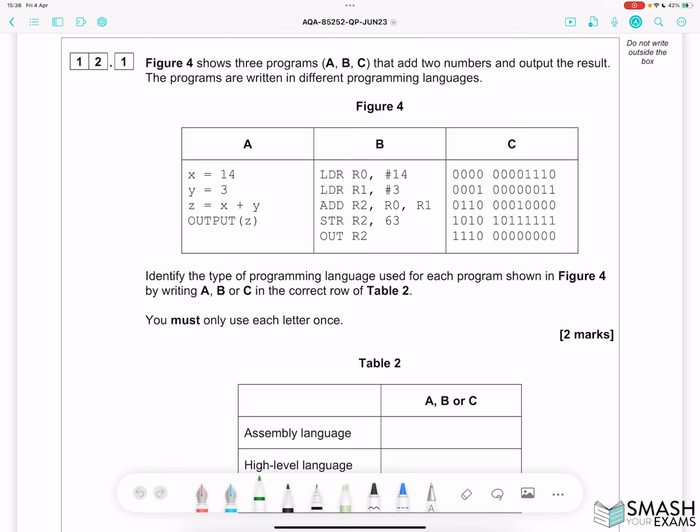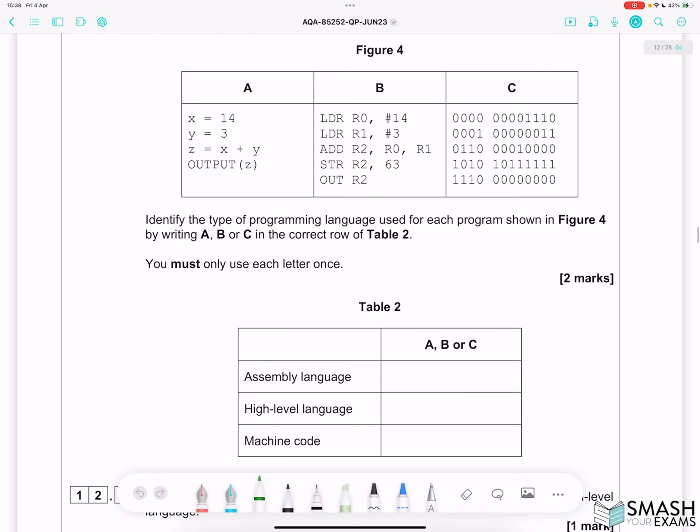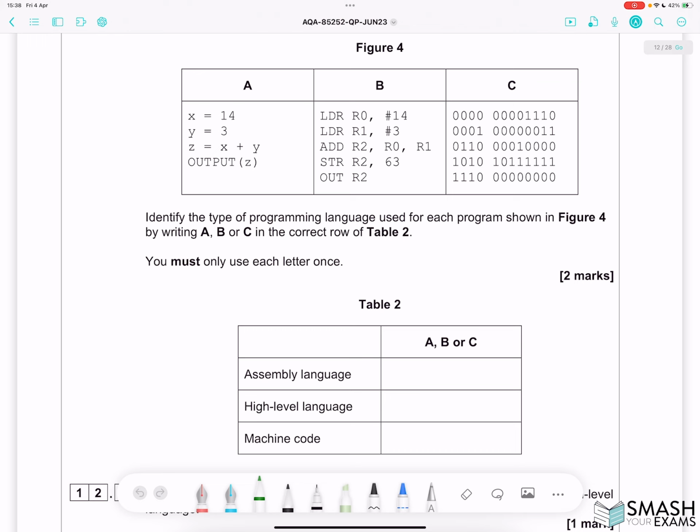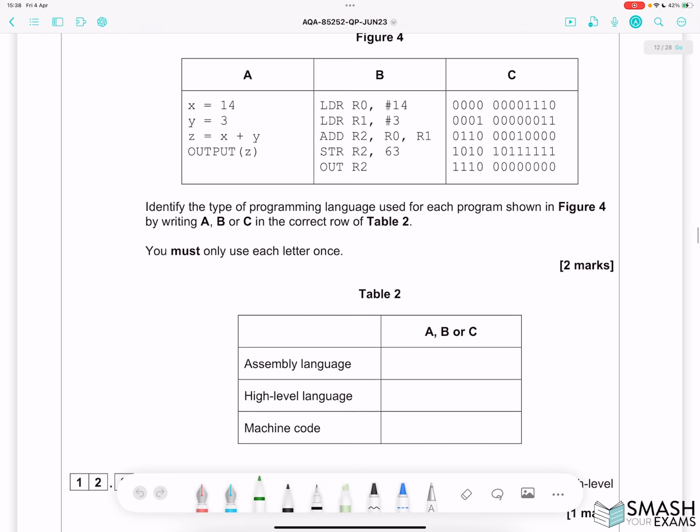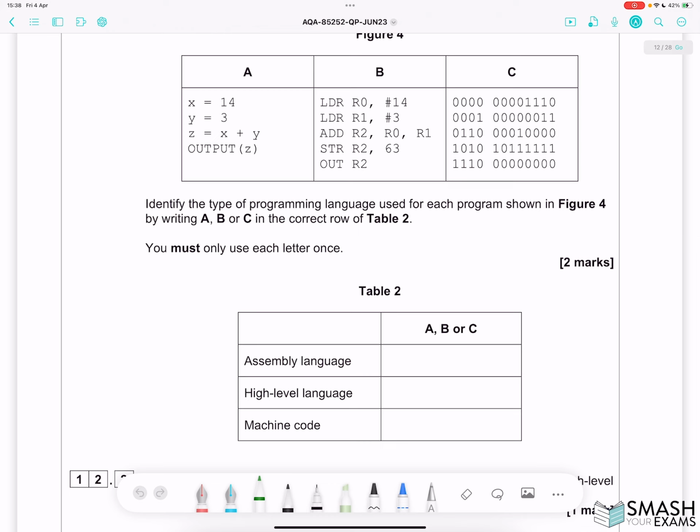Figure 4 shows us 3 programs that add 2 numbers together and output the result. The programs are written in different programming languages. Identify the type of language that's being used for each program. So we've got to fill in letters to show which one is which.